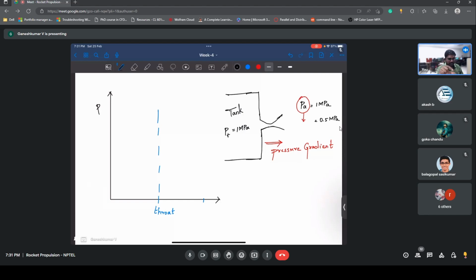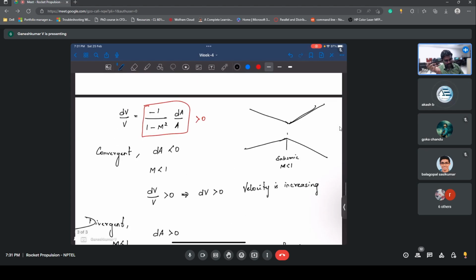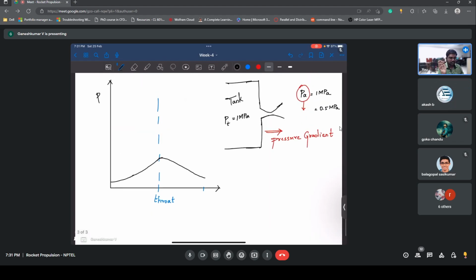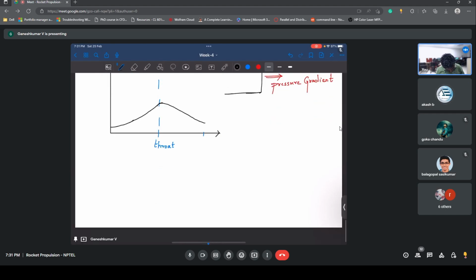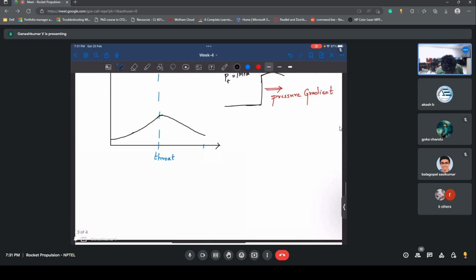Since it's a converging nozzle, and let's assume it's a low speed flow, where the Mach number is less than 1, the velocity is going to increase in the converging portion. In the divergent portion, it's going to decrease. That's what we saw, right? Based on this relation, here there is no shock formation, because as soon as I start, if you look at the profile at t equal to 0, it's going to be like this.